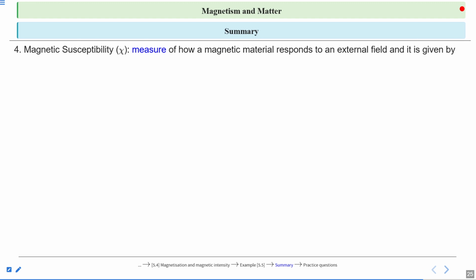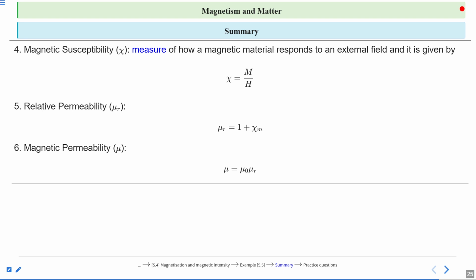Magnetic susceptibility, chi, is a measure of how a magnetic material responds to an external field, and it is given by chi equal to M by H. Relative permeability mu r is given by mu r equal to 1 plus chi M, where chi M is the magnetic susceptibility. Magnetic permeability mu is given by mu naught mu r.